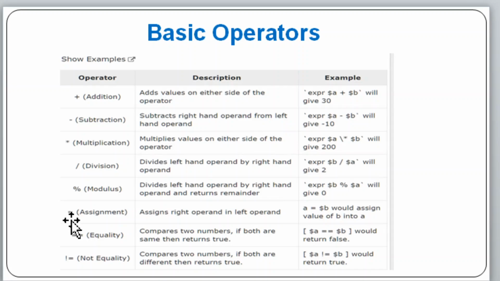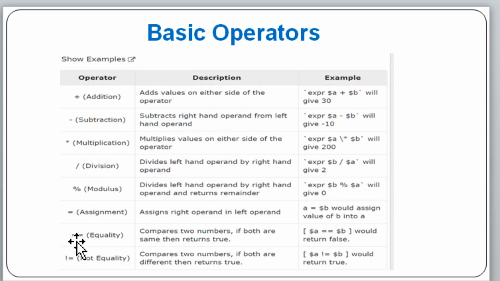We have equals, which assigns right operand to the left operand, okay? So we could do like a equals variable b, which would assign the value of b into a. Then we have a double equal sign, okay, which compares two numbers. If both are the same, then it returns a true value, okay? So we have an example of that. We say variable a is equal to variable b, which would return false, okay?